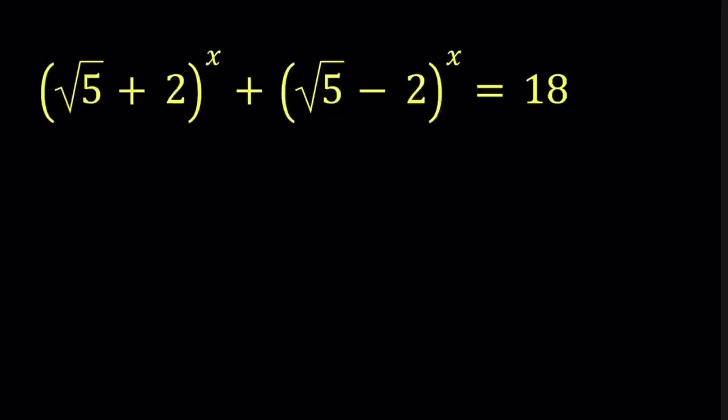Hello everyone. In this video we're going to be solving a radical exponential equation. We have (√5 + 2)^x + (√5 − 2)^x = 18, and we're going to be solving for x values. I'll be presenting two methods and then I'll show you a graph. Let's start with the first method.